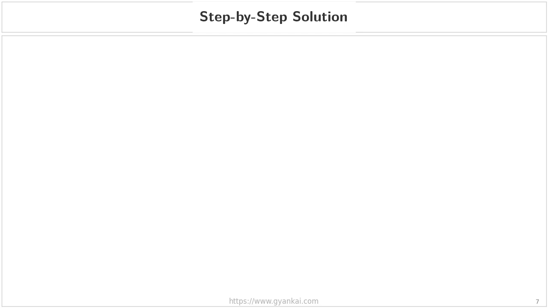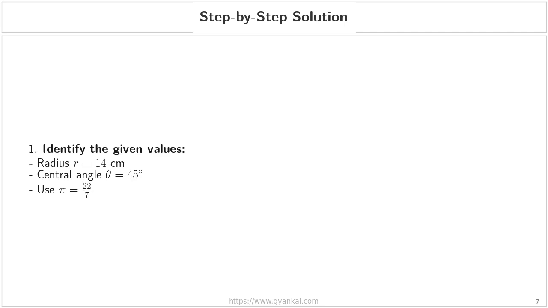Step-by-step solution. First, we need to identify our given values from the problem. We have a radius, r, which is 14 centimeters. Our central angle, theta, is 45 degrees. And for our calculations, we will use the value of pi as 22/7.